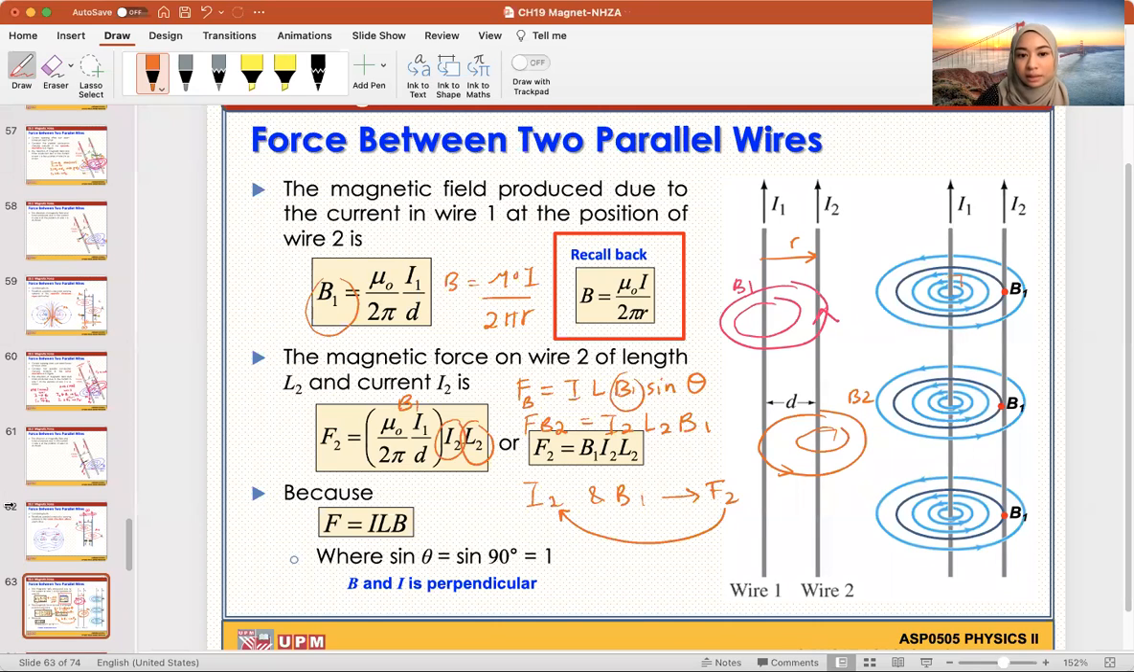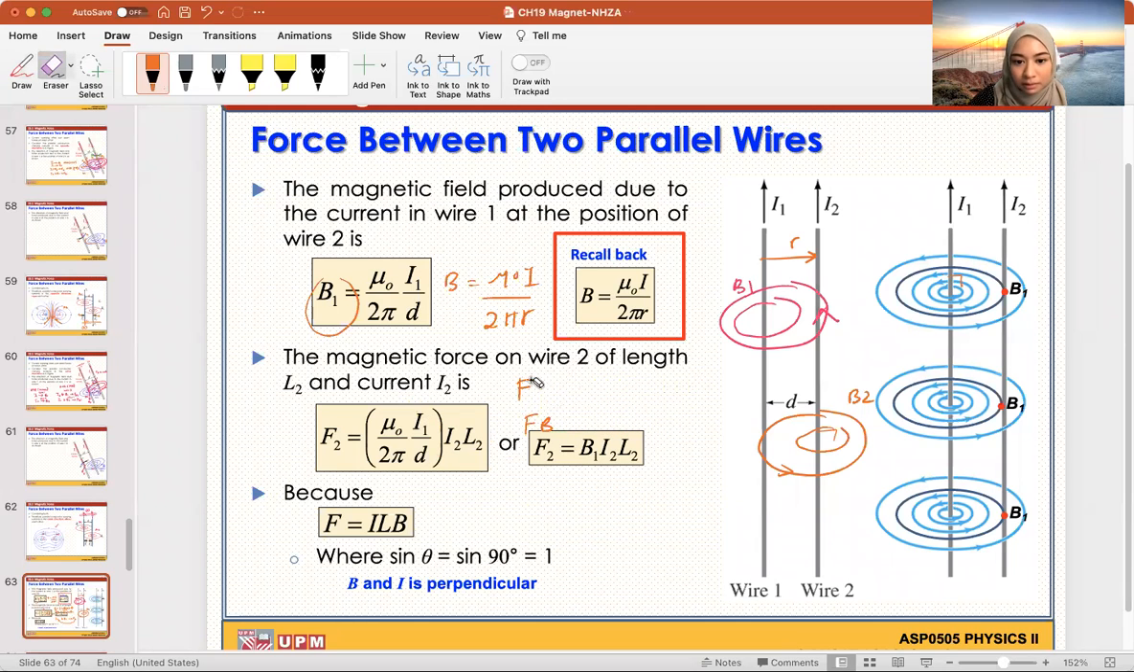B always comes from the other conductor in this situation. Okay, so this is something very important and I don't want you to mess up. So always, the B is the scapegoat, the kambing hitam. Did I use that proverb correctly? Yes, kambing hitam. So B1 over here, when we are talking about F1, it will become B2, I1, L1. Again, our B is the oddball.